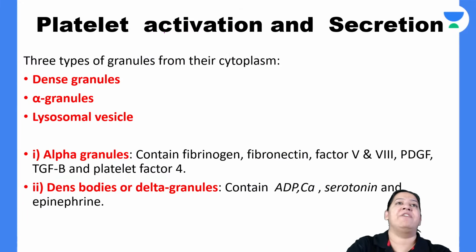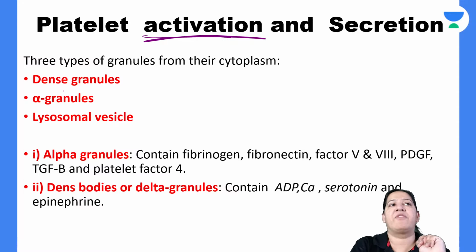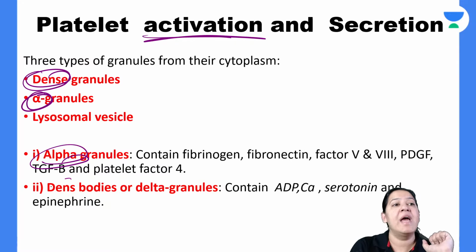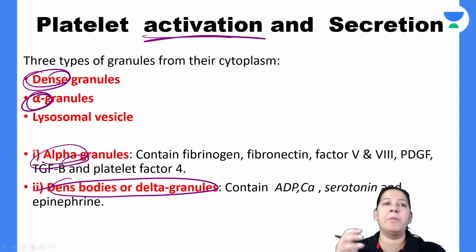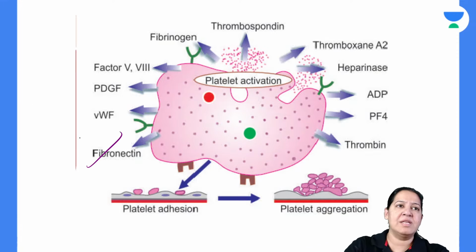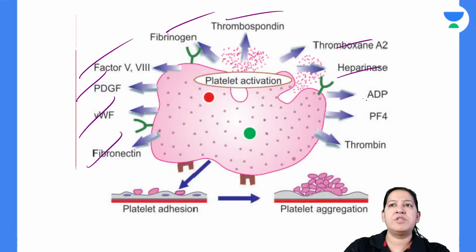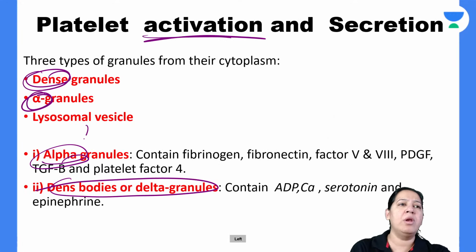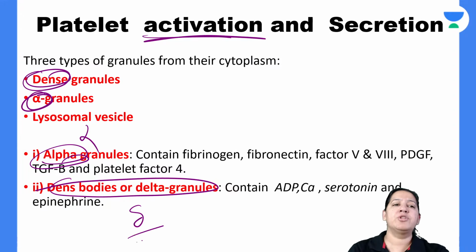The second is activation. In activation, there are two types of granules, alpha granules and delta granules. Delta are dense granules. So what is the composition? Can you see, this is all the composition of the granules. So tell me the name, what is present in which granule? Learn the composition of delta.